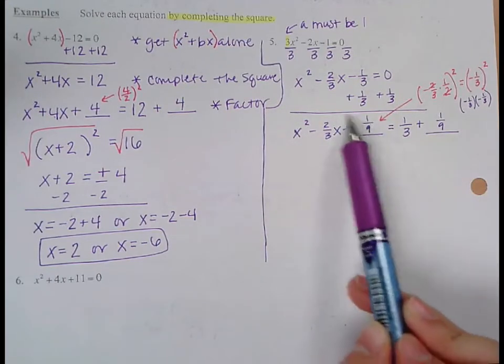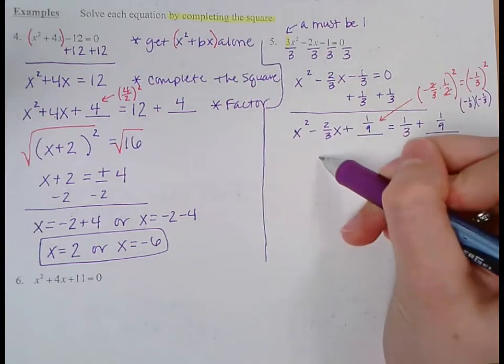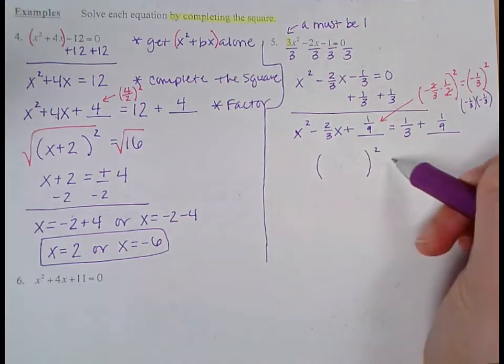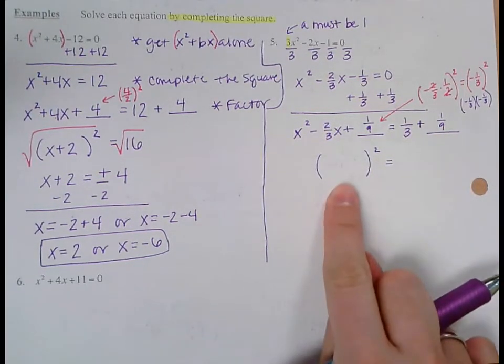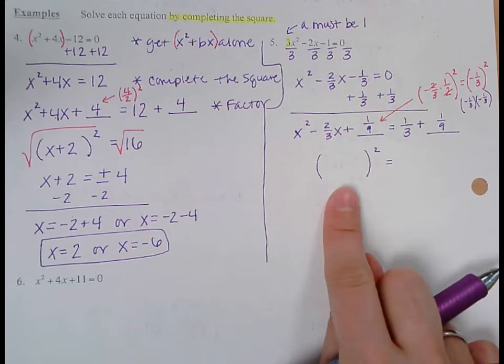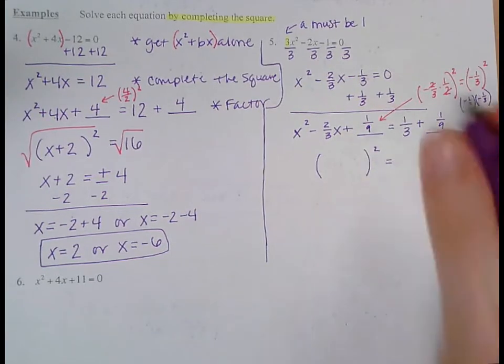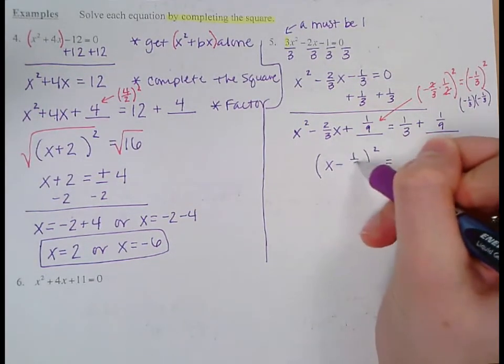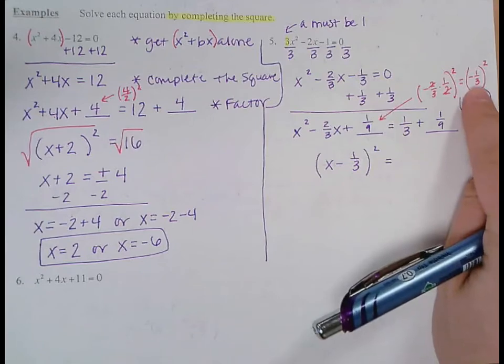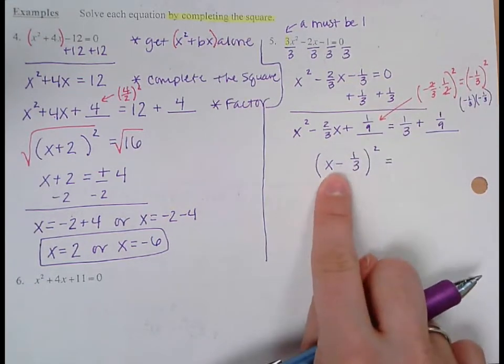The left side, though, I now have a perfect square trinomial. I can factor it. It's going to be a quantity squared. So this is where knowing the shortcut, not having to do a diamond, understanding that shortcut is helpful. What goes here? How does this factor? X minus 1/3. Okay, your b divided by 2, or half of b, was negative 1/3. So in factored form, it's x minus 1/3.